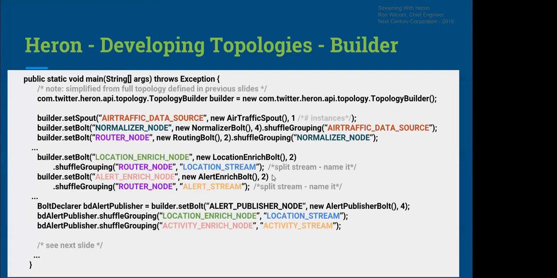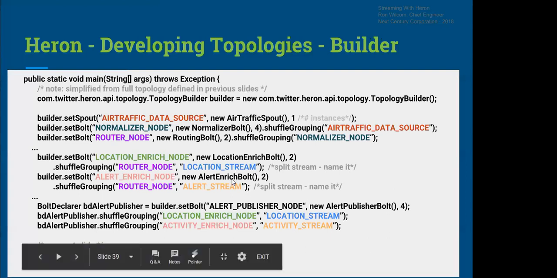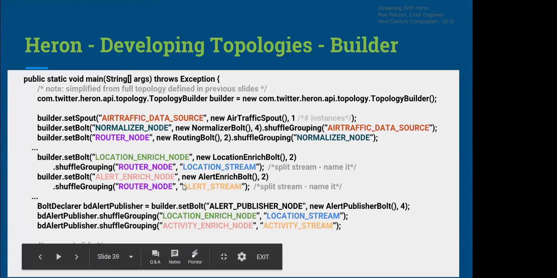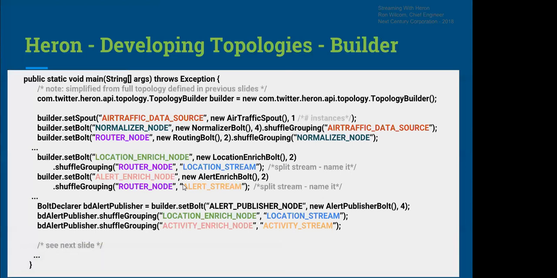So here's an example of splitting it across 2 streams. The router node is told to shuffle group across the location stream, which is now a named stream. That named stream would be part of the definition in the location enrich bolt. Again, with the alert stream, you'll define it inside of the alert enrich bolt, and that's where the router node is going to be able to push data across. Once you're in the router node, it can define which direction data flows, and it will specify which stream that data is flowing to.